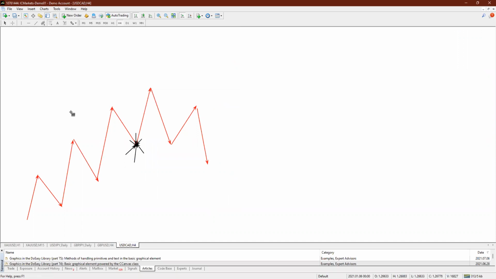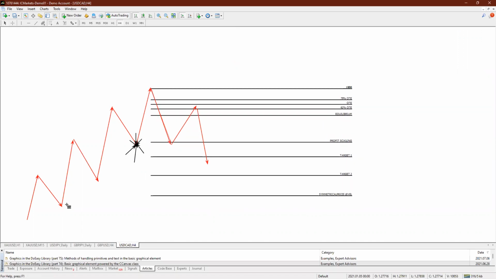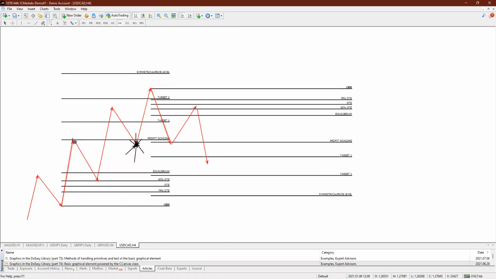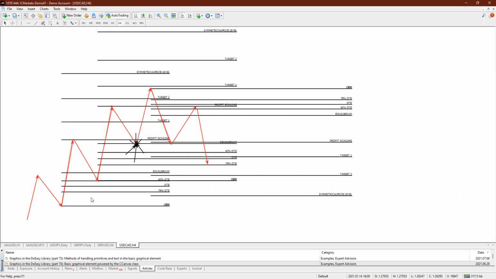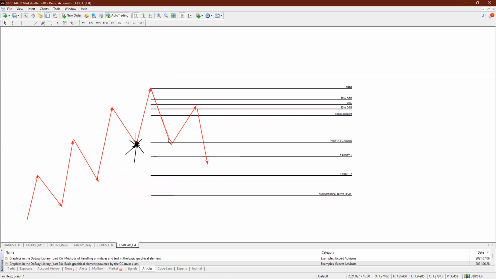You take your Fibonacci. Now you draw the Fibonacci by taking it from the highest point to the lowest point. For bullishness, you took it from the lowest point to the highest point. You understand? But now that price has... So now for the bearishness, sorry for that.